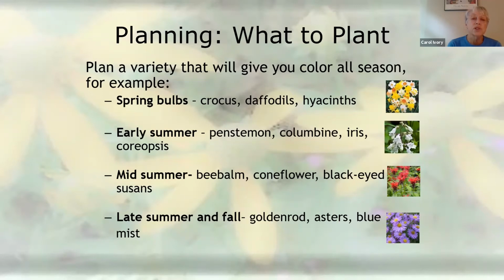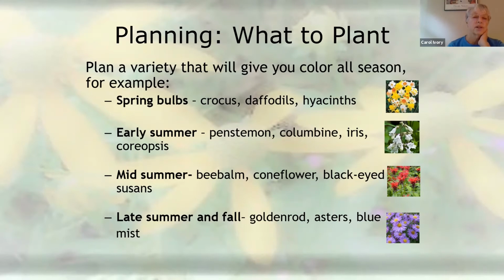The early summer, you've got Coreopsis, penstemon, columbine, and irises. Then midsummer, there's bee balm, coneflower. This is when they're blooming, black-eyed Susans. Now, by midsummer, these plants will have all made an appearance by at least late spring and be growing. So they will have a presence in your garden. They just won't bloom until midsummer.